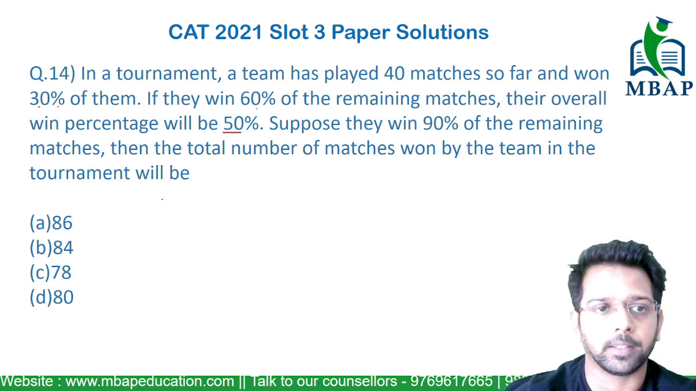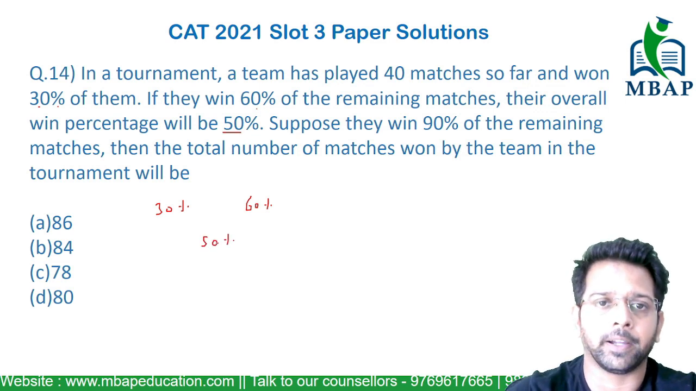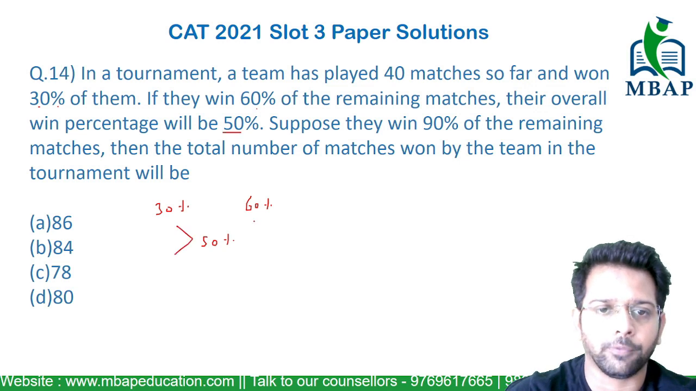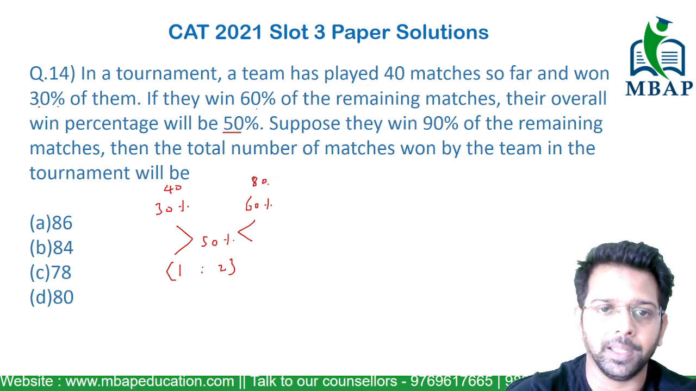So on one side, the team is winning 30% of the matches. Next side, they are supposed to win 60% of the matches. And towards the end, my final win percentage is basically 50%. You can find out in what ratio they can play the number of matches. This will be how much? This is 10:20, which is 1:2. The number of matches played with 30% success ratio is basically 40. So the number of matches with 60% ratio will basically be 80.